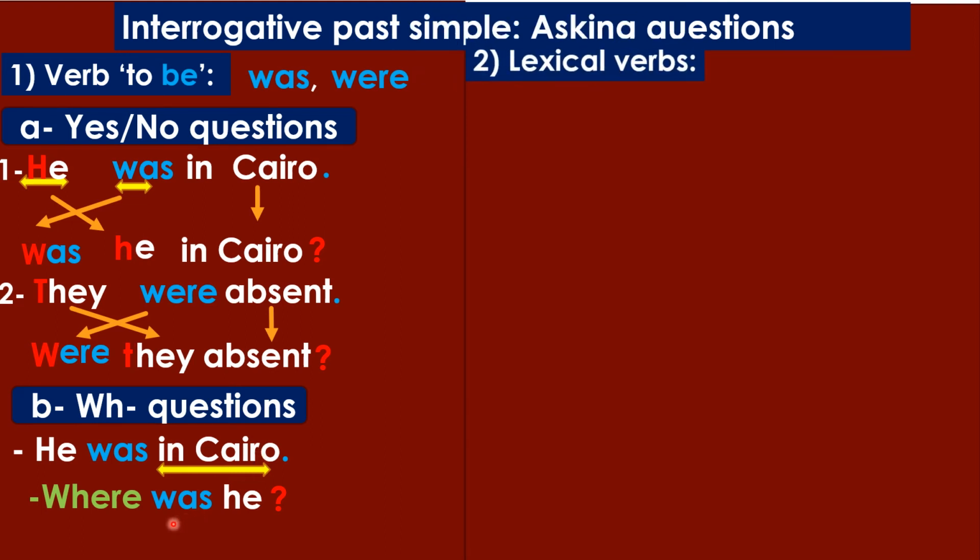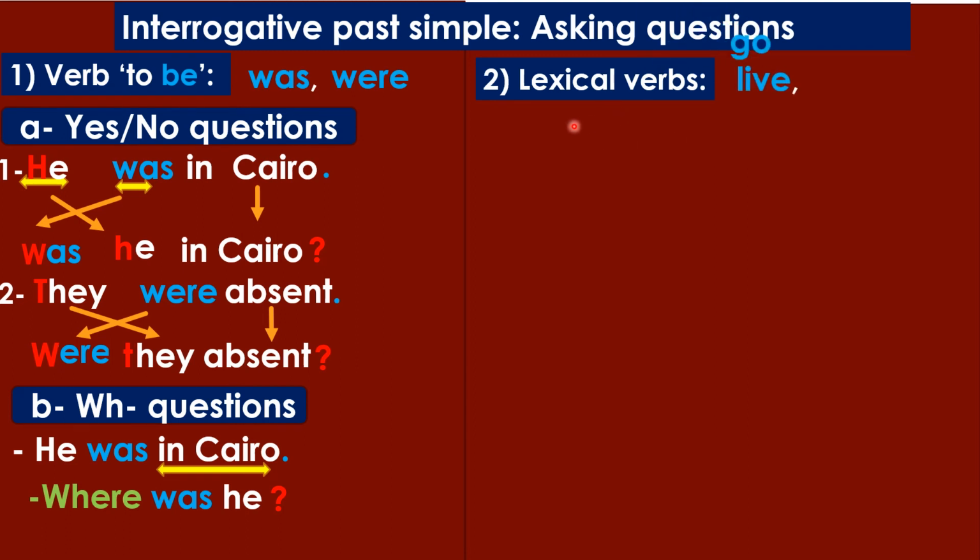Okay. Now let's move to what we call the lexical verbs. By lexical verbs, I'm talking about verbs like live and go. هنا بقى خلونا نتكلم على الأفعال اللي هي لها معنى زي live and go. Okay, the situation is a little bit different here. طبعا هنا الموقف يعني مختلف شوي.